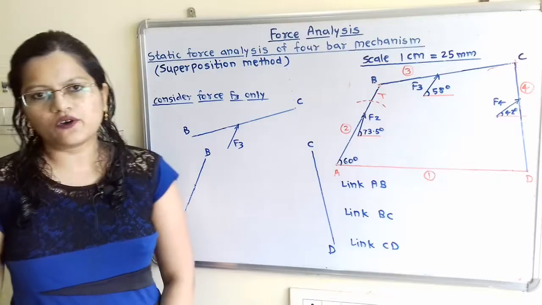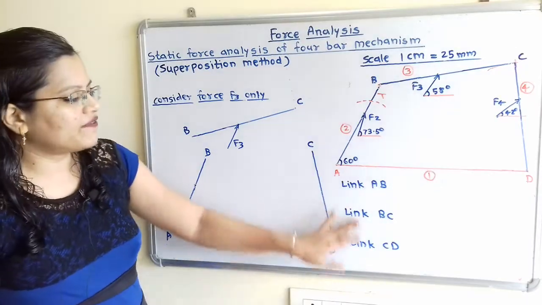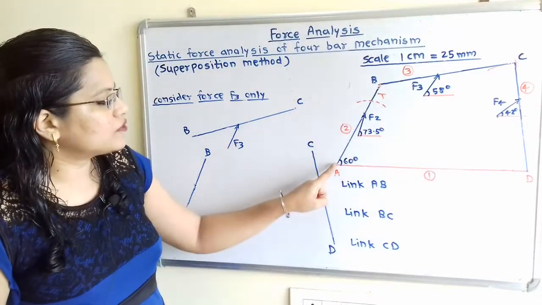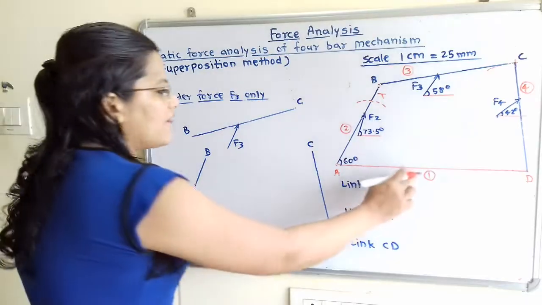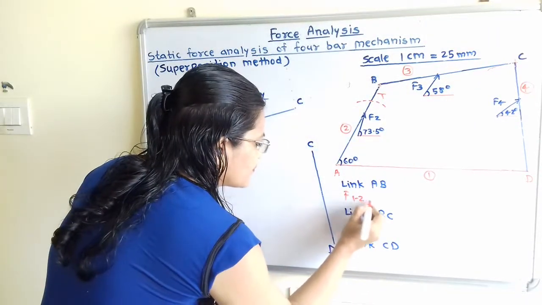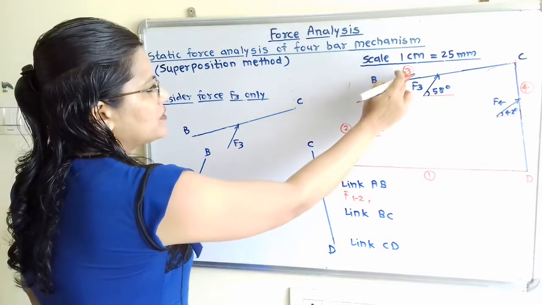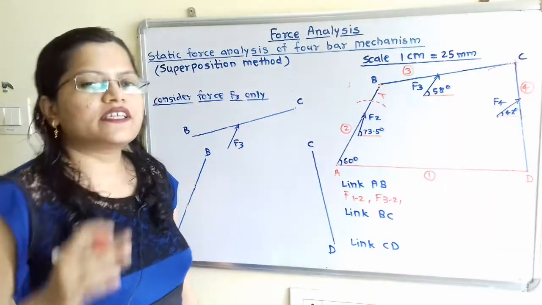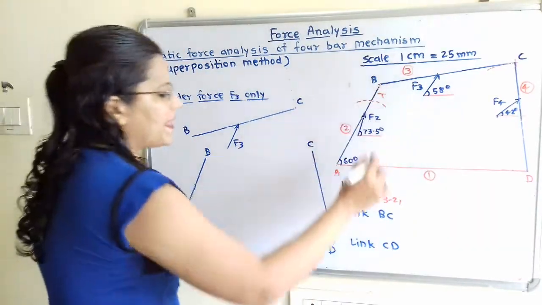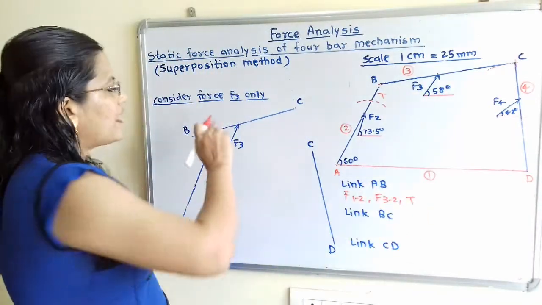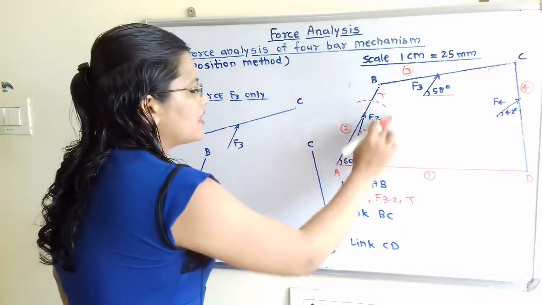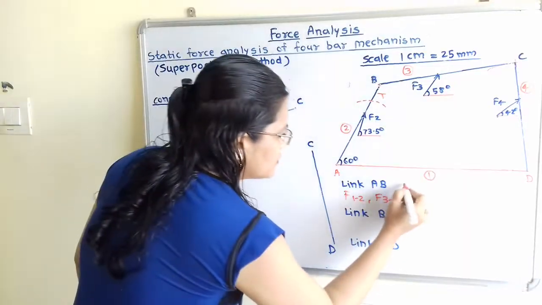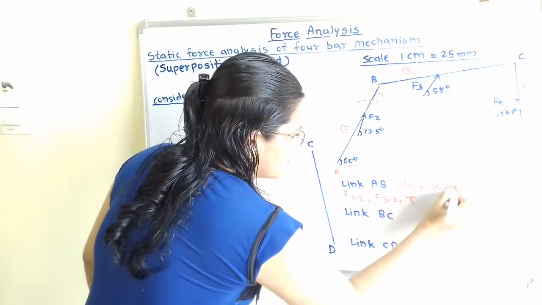Consider force F3 only. So the first step is to identify the types of members. Now we will take the link AB. So on this link AB, through this point A, there is force F12. Then through this point B, there is force F32. Then there is the torque that is to be applied for the equilibrium of the mechanism. So there is torque T. Now we have to consider force F3 only. So this F2 we should not consider. So what is the type of member AB? That is 2 force and 1 torque.